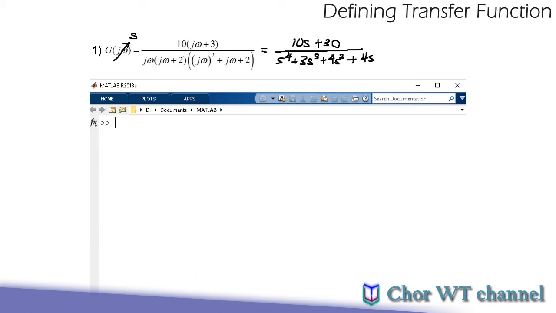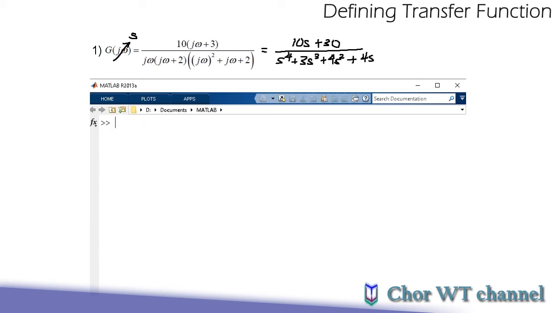Let's say in this example, you do not wish to do this tedious mathematical expansion work, and you would just like to type whatever you see over here. You can also do this step. You just declare the s variable as the transfer function variable. So you see, s equals continuous-time transfer function.